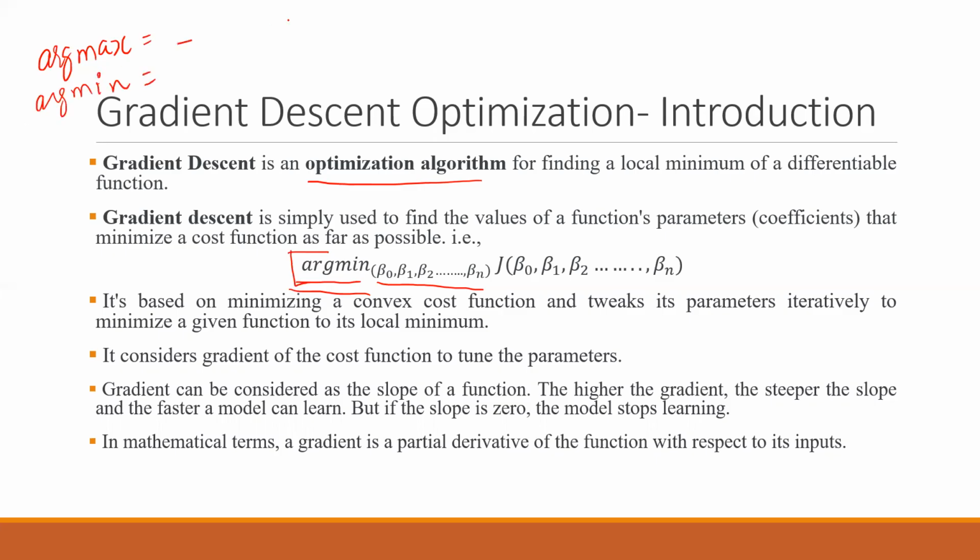Can you please repeat? Argmin gives global minima. Okay. And argmax gives global maxima.